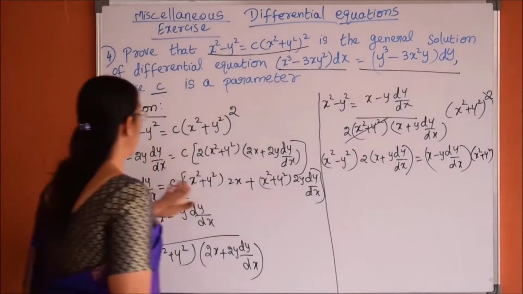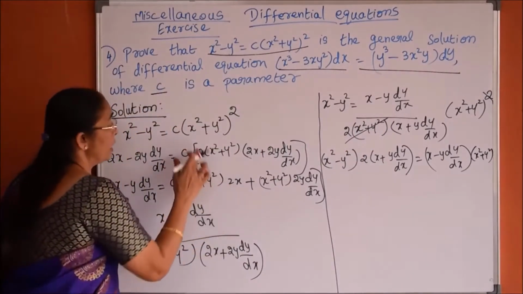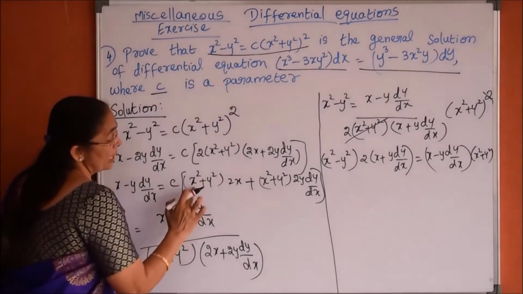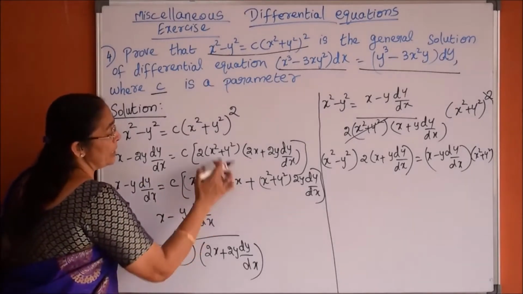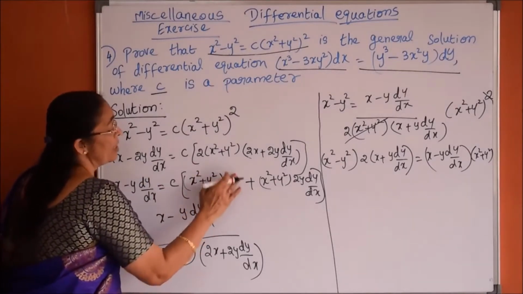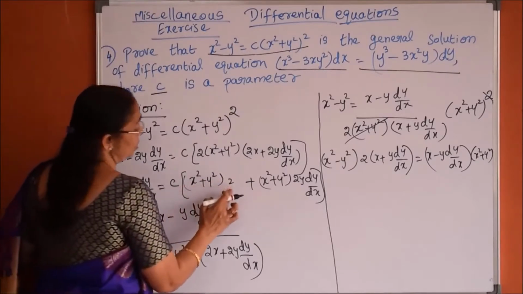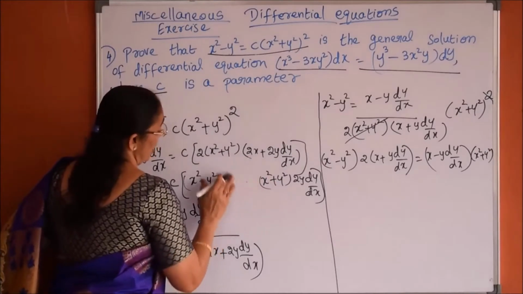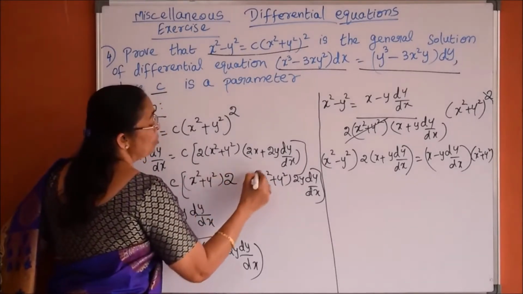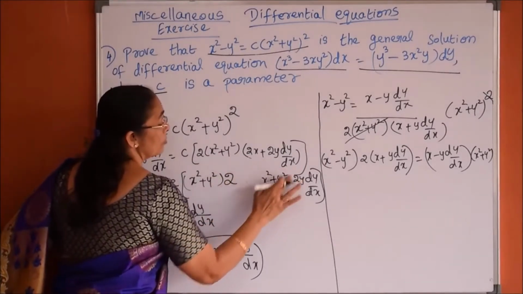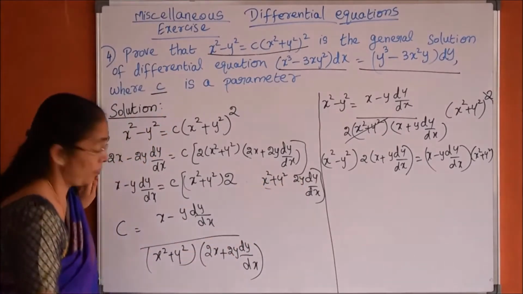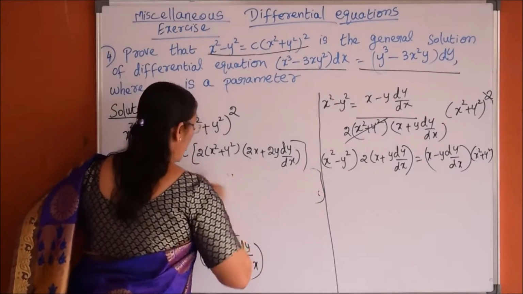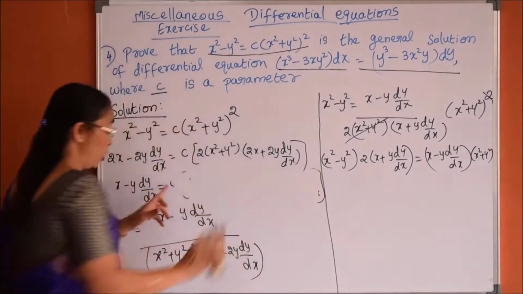So this step is not necessary, taking common. Let it be as it is, (x − y dy/dx)(x² + y²) into 2x we have done. Instead of that, as it is, it can be (x² + y²) into 2, this part, into (x² + y²) into 2 into this whole thing. Sorry, we have not used this part. So let me write as it is what we got from this.